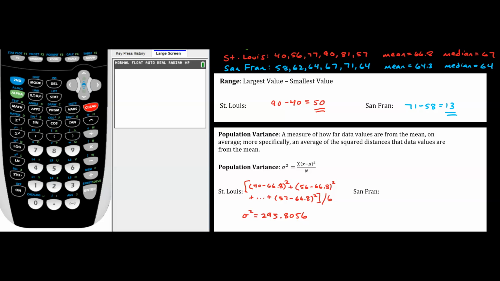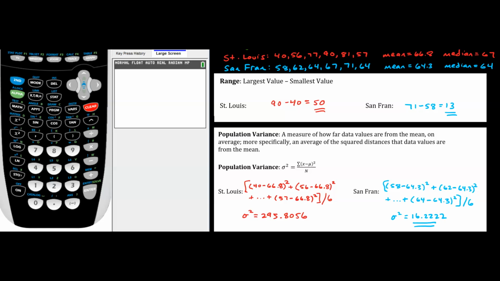Now let's do the same thing for the San Francisco data. It would be, to start, 58 minus 64.3 squared plus the next data point minus 64.3 squared, and that sum of squared distances continues until we end up with the last data point minus 64.3 squared, and we take those squared distances and we divide by 6. Sigma squared in this case is equal to 16.2222, and that's if you're going to 4 decimal places.